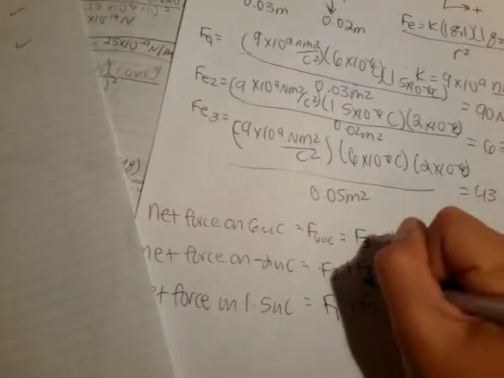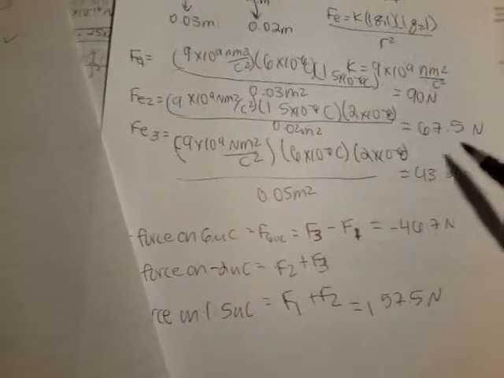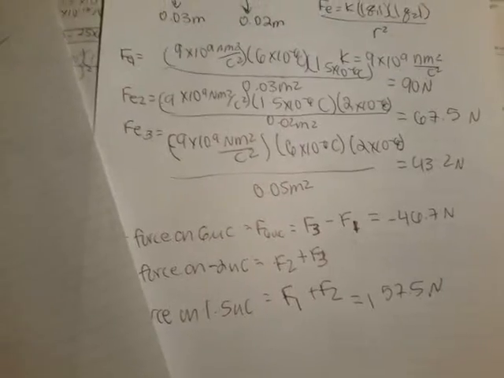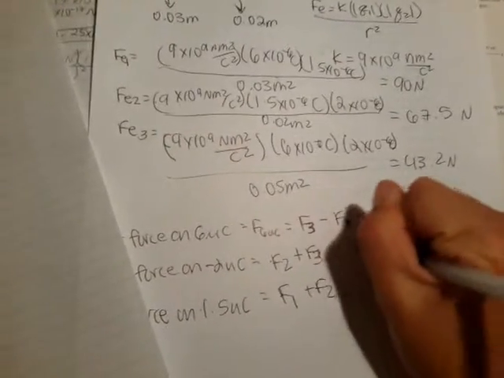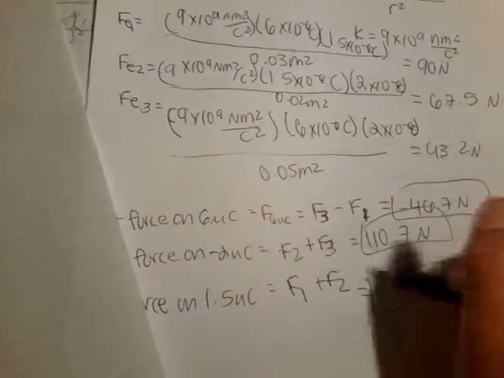So second plus the third force. That would be 67.5 plus 43.2, and you get 110.7 newtons. So these are all the total forces, net forces.